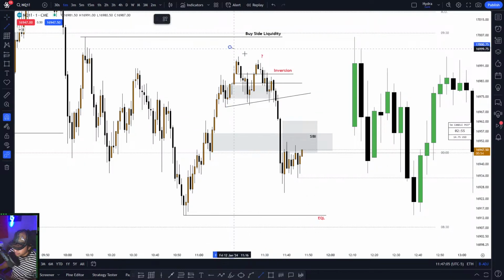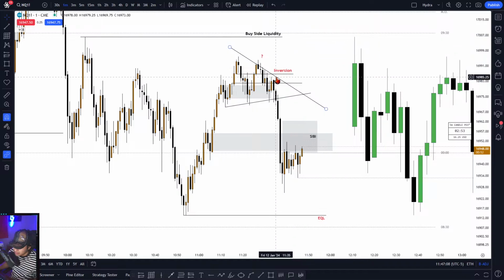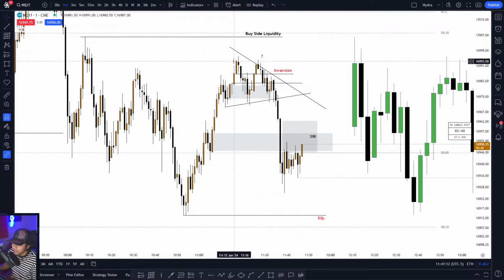Okay, so we have a bull flag here, right? So he probably expected more like a pennant. Probably expected this one to fail.